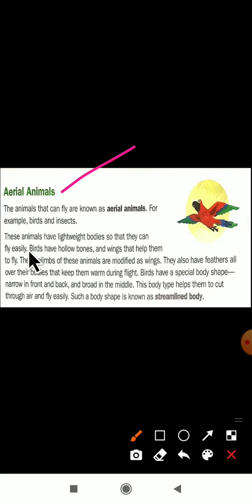The animals have lightweight bodies so they can fly.